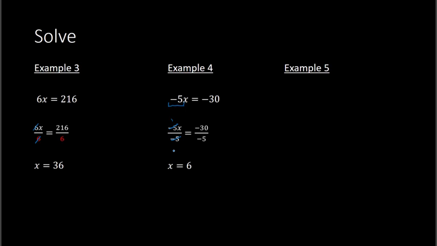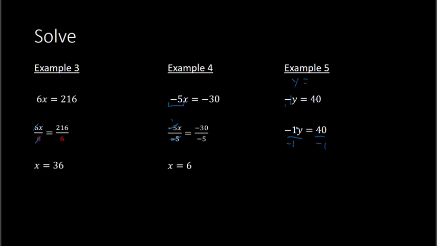Example 5. We have negative y equals 40. Now remember, if there's no number in the front, it's an assumed 1. We have 1y here. So to get rid of the negative 1, because we want this to be y equals, this is negative 1 times y, so we can do the opposite, which would be divide. So we divide both sides by negative 1.